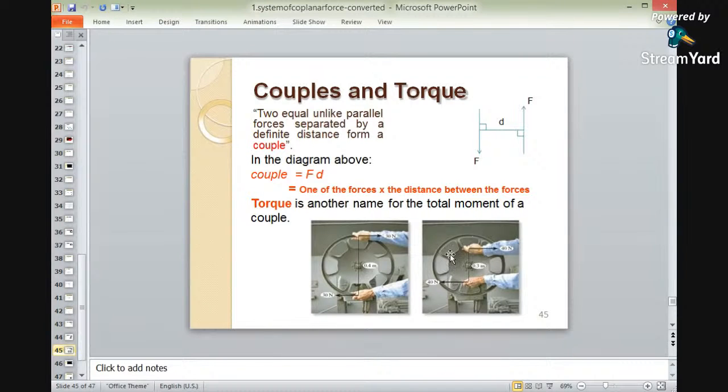Again, in this it is measured in the clockwise direction. This is also clockwise, and this part is also clockwise. We just have a multiplication of this. 40 into 0.3 is the quantity of a couple, and 30 into 0.4 is the same. So this is an example for the couple. The couple unit is the same as the moment, newton meters.